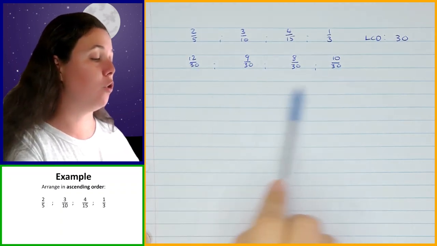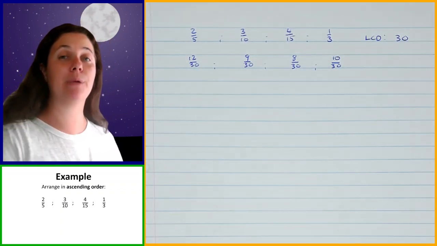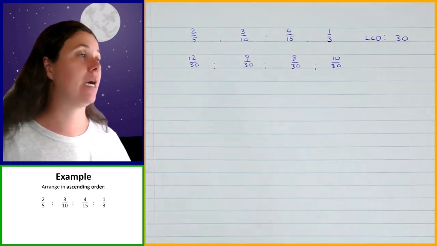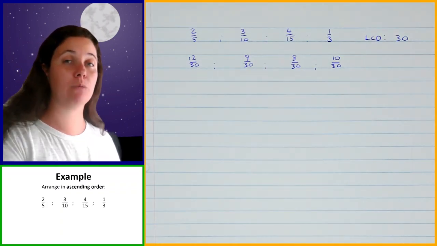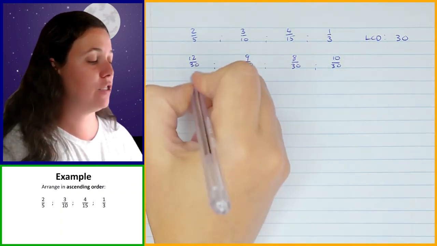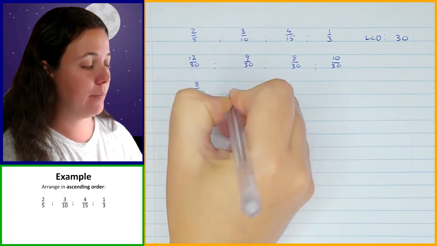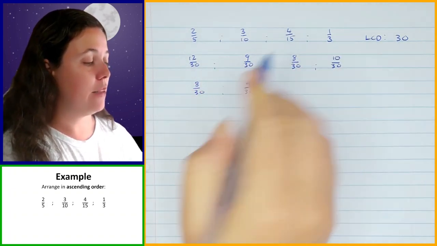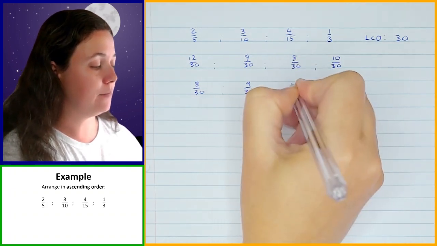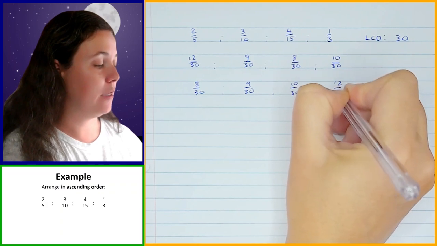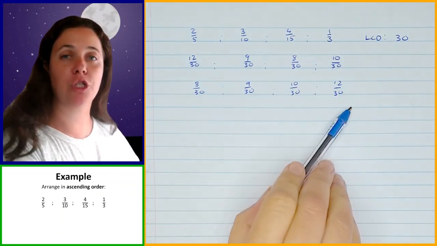Now that I've got all my fractions over 30, I can now compare them. I can see what's the smallest one, what's the biggest one, and I can put them in the correct order. So I need to go in ascending, so from smallest to biggest. So I'm looking for my smallest one first. That's 8/30. So 8/30 is going to go first. Then 9/30. Then 10/30. And then 12/30. So now I know what order they're supposed to go in.